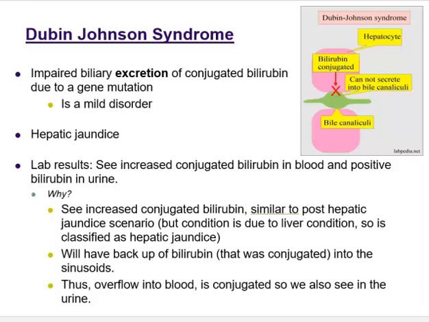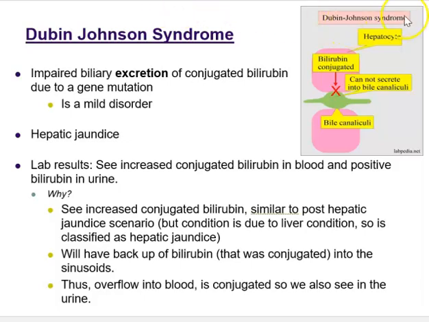Next, we have Dubin-Johnson syndrome. This is an impaired biliary excretion of conjugated bilirubin due to a gene mutation. This is a milder disorder. This is a form of hepatic jaundice.